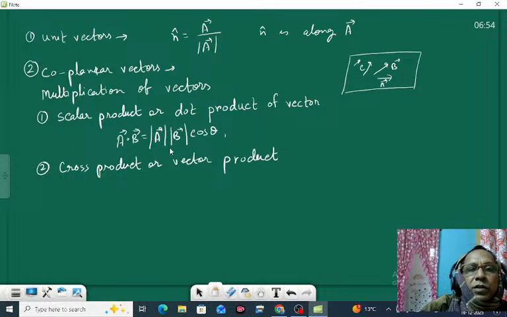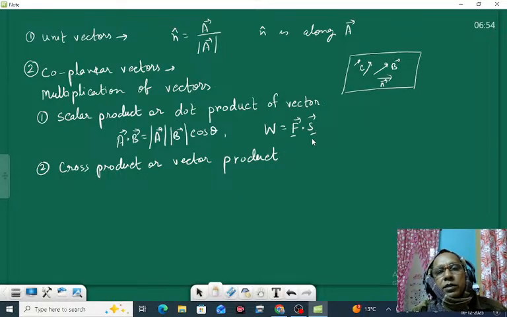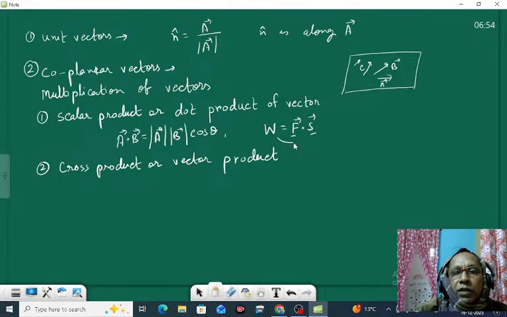And the example of scalar product is work done. Work done, we know, is a scalar quantity and the formula is F dot S, where F is the force and S is the displacement. If we multiply it, then work is a scalar quantity, right?